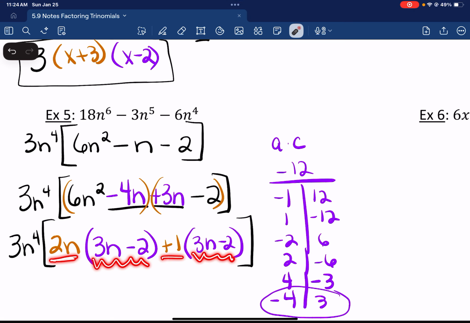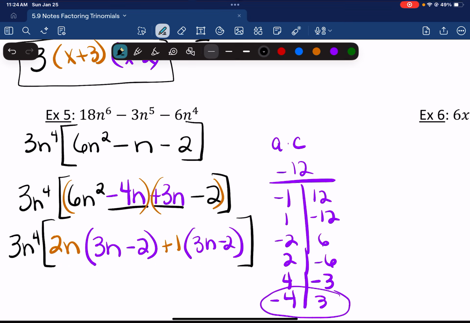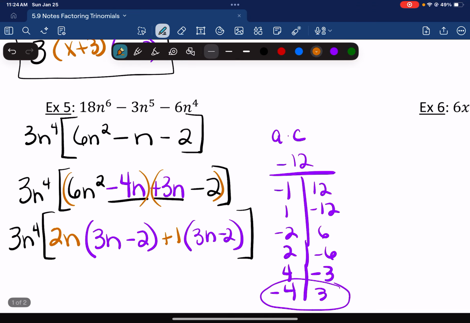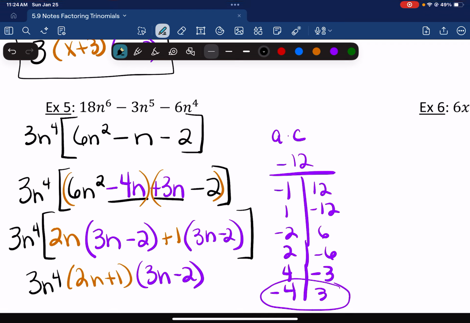So 2n plus 1 can be written as its own set of parentheses. We've got this 2n plus 1 times 3n minus 2. We always have to have that 1 as a placeholder. And of course, we bring down our 3n to the 4th power, our GCF that we started with. That's how we can factor by grouping. Stay tuned for the next video, and I'll show you another method.